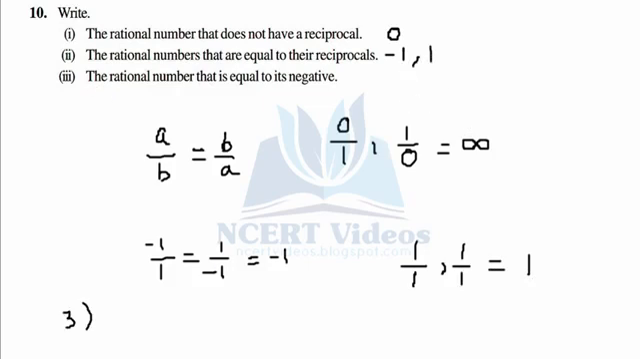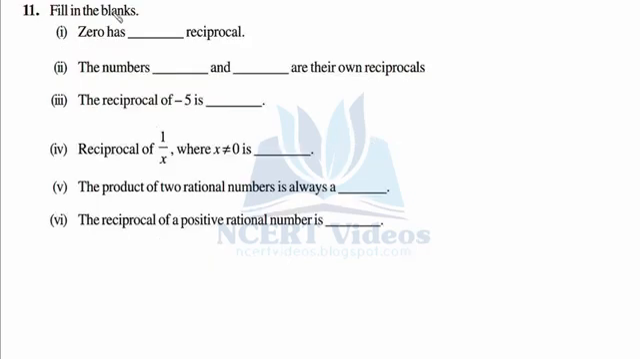Third, the rational number that is equal to its negative. Well, it's very well known, it is 0. What is negative 0? It is again 0, because on a number line, it is separated into negative and positive sides. Take any rational number, it has its negative rational number, but 0 is a number which is equal to its negative. So 0 is the answer. That's your 10th. Question 11, fill in the blanks.